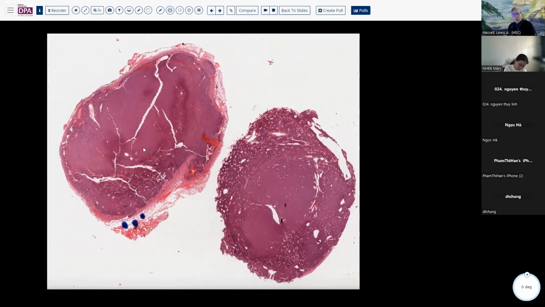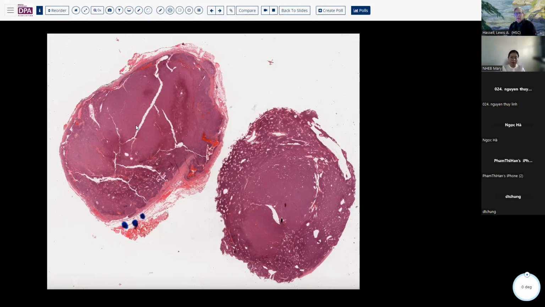Mitotic figures, necrosis, those are uncommon features. If you find them, and they're certainly clearly increased, you might again lean towards the possibility of malignancy and investigate more firmly for these definite areas of meeting the malignant criteria.